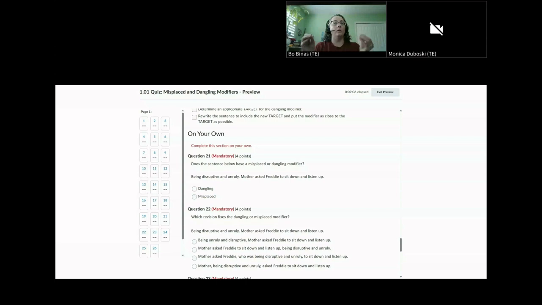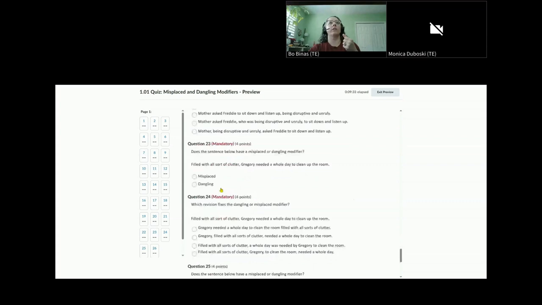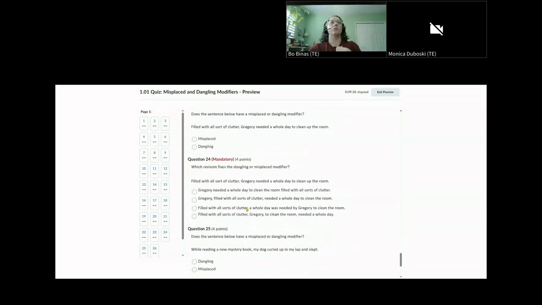You select whichever option is going to fix that sentence. Remember, if it's a misplaced modifier, everything you need is in the sentence, it's just in the wrong spot. If it's a dangling modifier, something's going to be missing. When you fix it, make sure you read all the options carefully, read them out loud, and make sure the modifier is as close to what it's supposed to be modifying as possible. Questions 21 and 22 go together. It's the same sentence. Question 23 and 24 go together, same sentence. Question 25, 26.